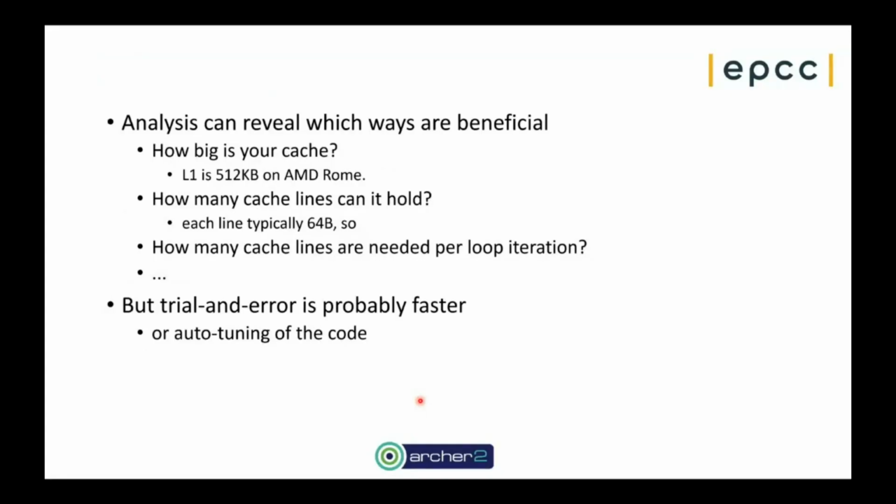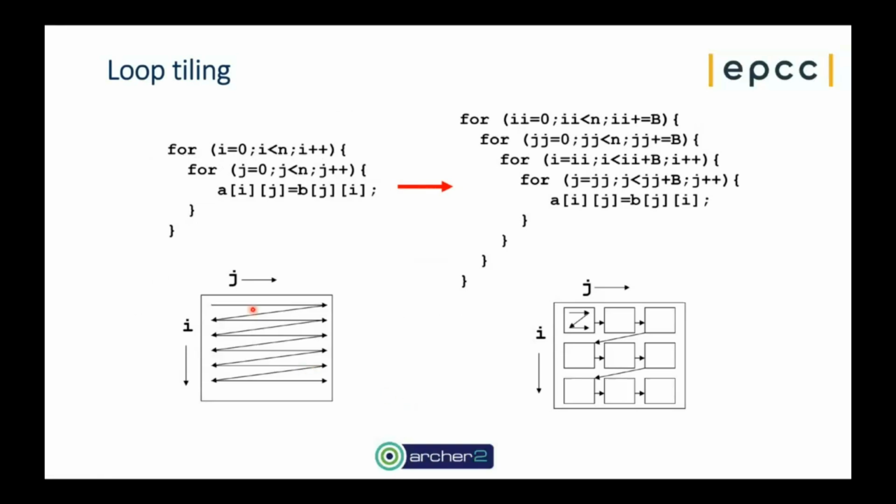So you can have a look at how big the cache is on something like ARCHER2, and then have a look here, because we're going through these data structures A and B in different orders, so we can't ever line them up so that they're both contiguous in memory, because we need to do this ij for A, but the B side is ji.